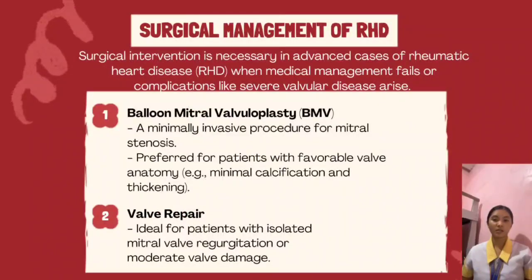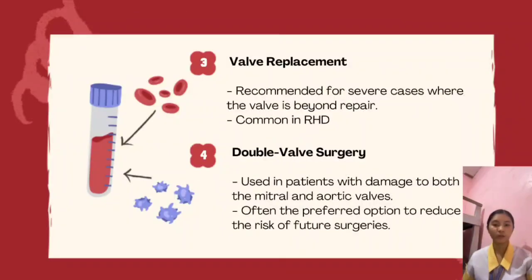In advanced cases of rheumatic heart disease, surgical management may be necessary. So here we have balloon mitral valvuloplasty, valve repair, another one is valve replacement, and the last one is double valve surgery. So balloon mitral valvuloplasty is a minimally invasive procedure for mitral stenosis. And the valve repair is suitable for moderate valve damage. Another one is valve replacement surgery. It is performed in severe cases where the valve cannot be repaired. Then the last one is double valve surgery. It is required when both mitral and aortic valves are damaged.